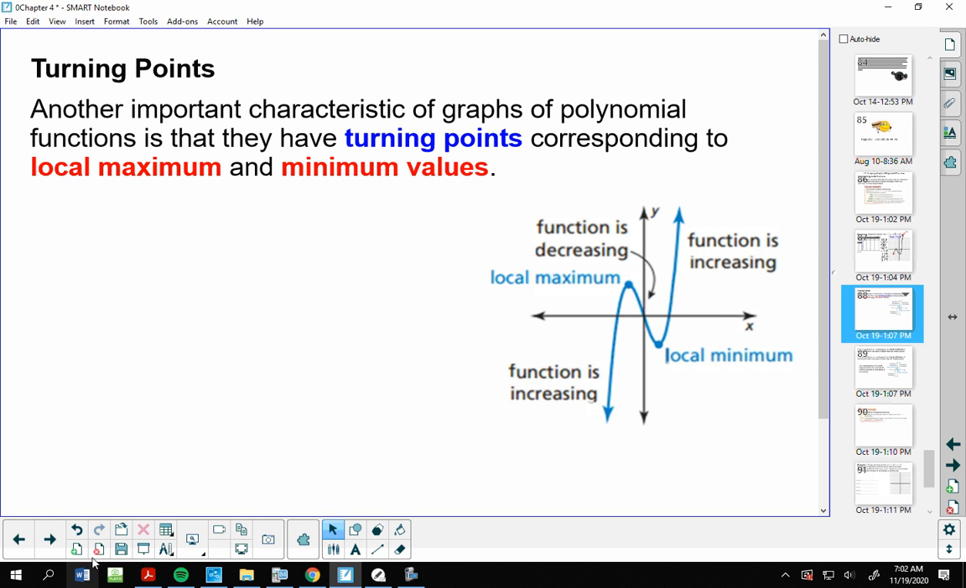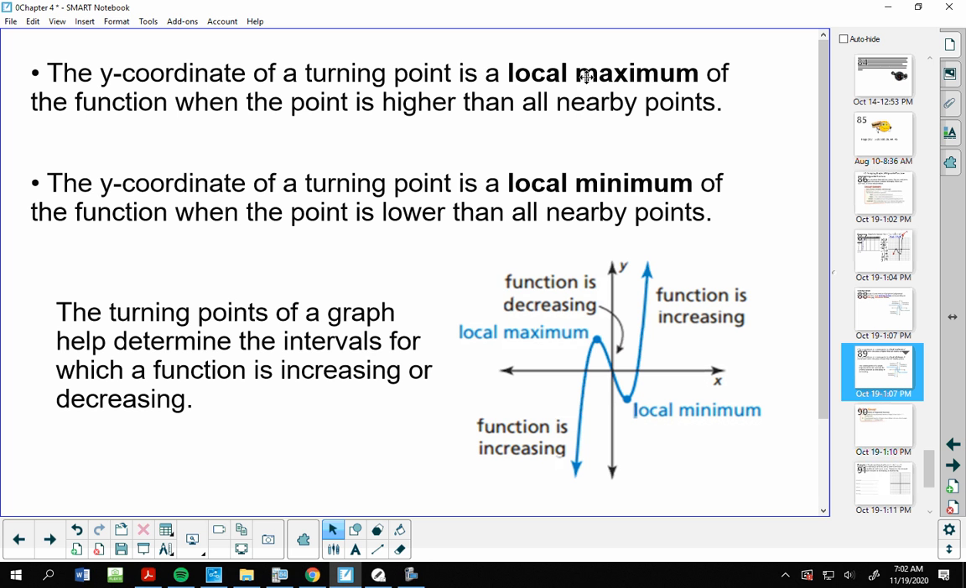Now, when we actually talk about the local max and the local min, we want to know the y value, because I want to know how high this is and I want to know how low this is. So here, the y coordinate of the turning point is a local max, and the y coordinate of a turning point is the local min. So this is important. When you identify the local max and the local min, you're really just talking about the y coordinate. Now, you'll see on the next example, when you tell me where the local max and min are, you're actually going to write it as an ordered pair instead of just identifying the y coordinate. So I know that's a little confusing, but once we do a couple examples, it will make sense.